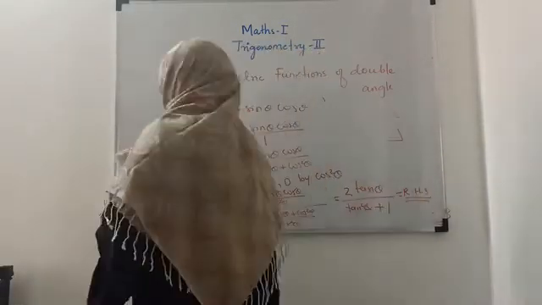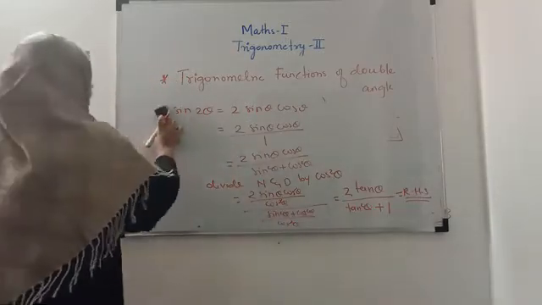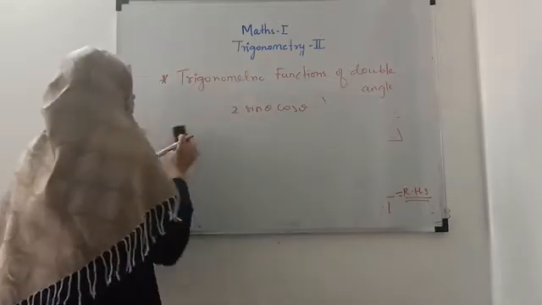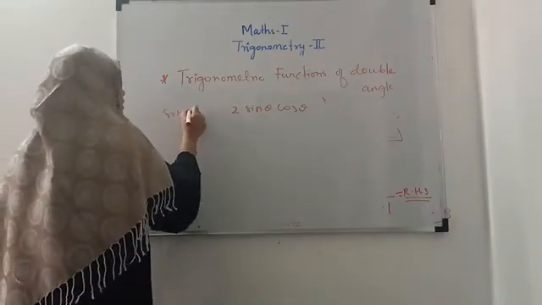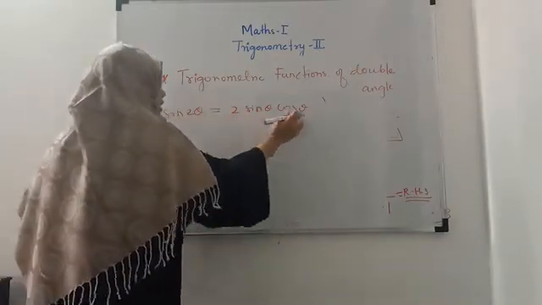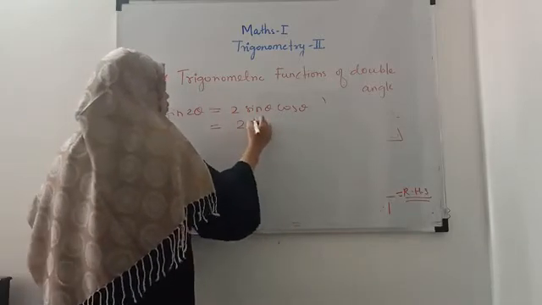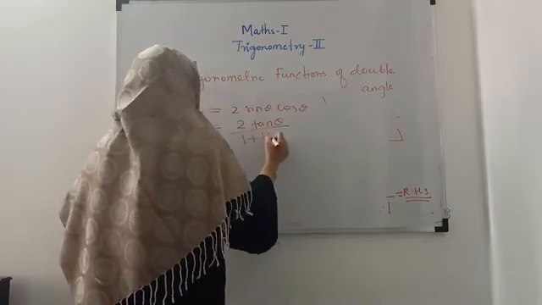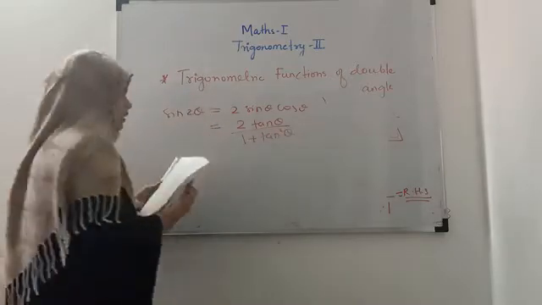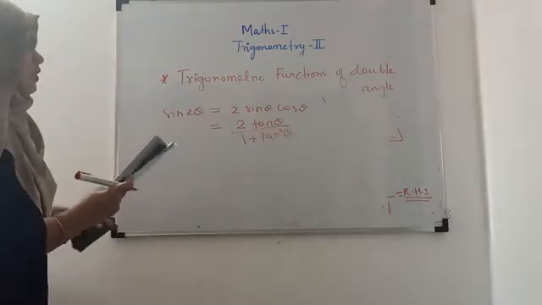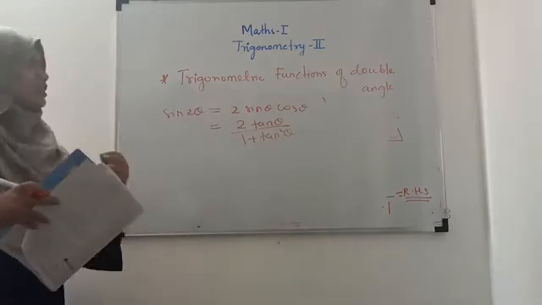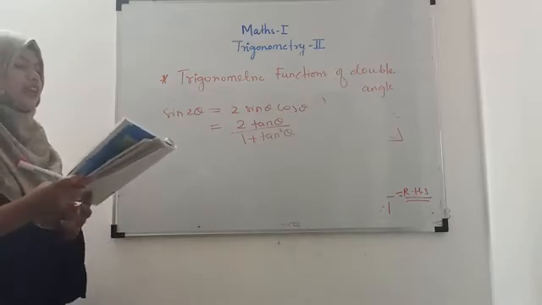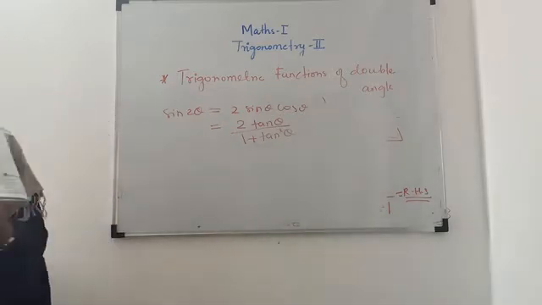So there are two formulas for the sine 2 theta. The sine 2 theta is 2 sin theta cos theta, and this is also equals to 2 times tan theta divided by 1 plus tan square theta. Okay. Now there are 2 or 3 formulas for the cos 2 theta, and there is one formula for tan 2 theta.